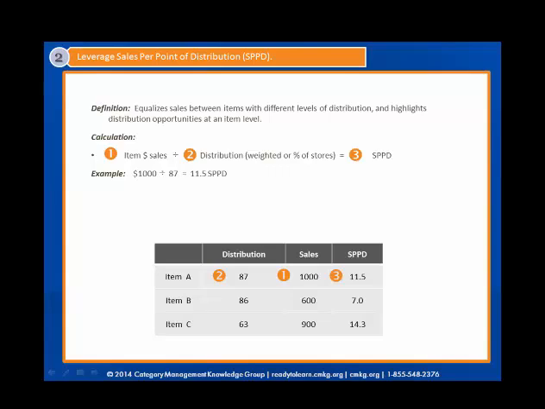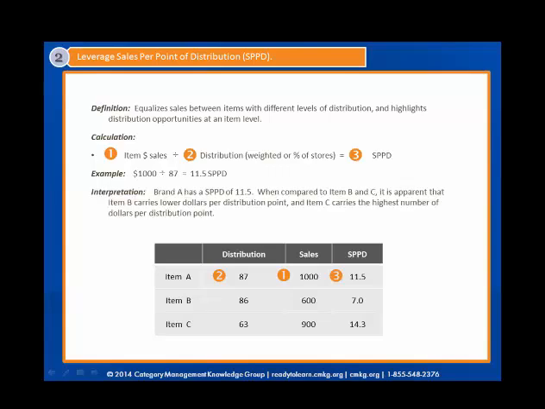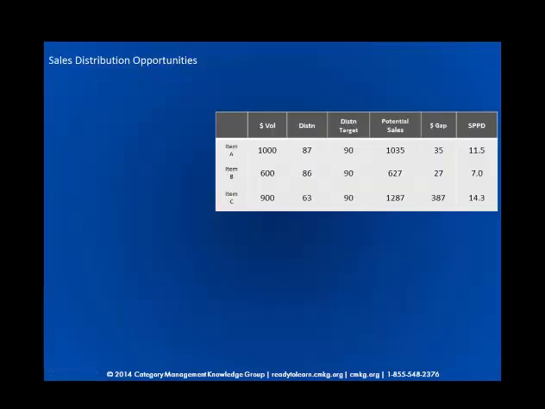So in theory, what would we do with this information? Well, it gives us a perspective that if we were to expand distribution of item C, it could drive more sales than potentially other items. So how would we calculate that? We use the sales per point of distribution to calculate an item's potential if we were to increase its distribution amongst a banner or retailer.